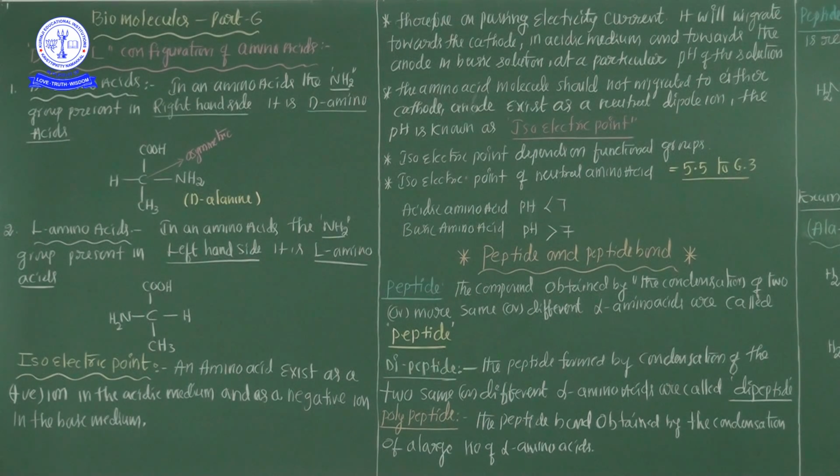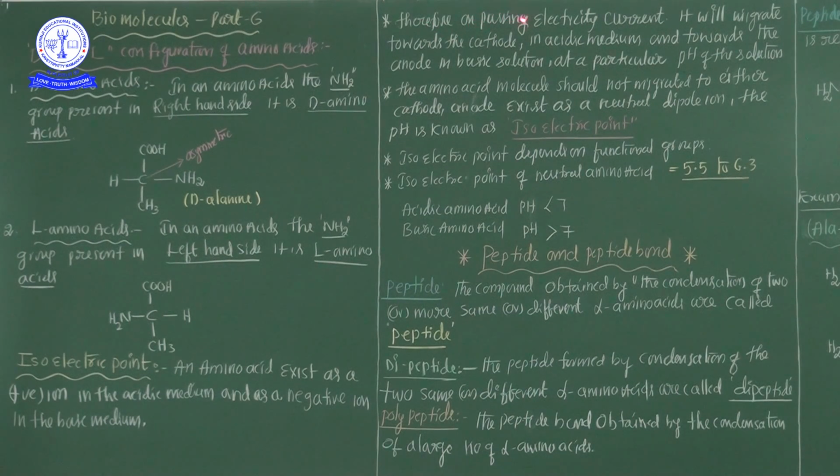Next, another important topic, isoelectric point. It's important. An amino acid exists as a positive ion in the acidic medium, you know that very well, and also as a negative ion in the basic medium. You know both of these because I already explained this concept clearly in my previous video. Now see this information carefully.